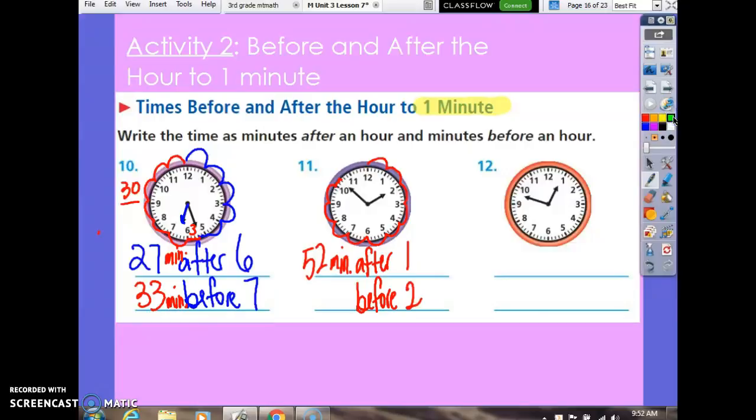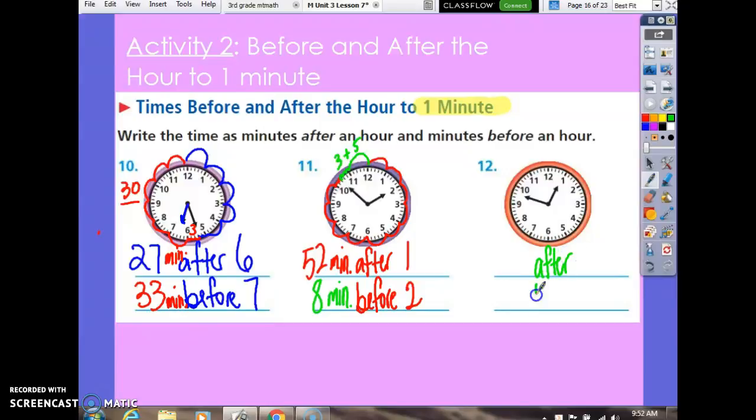So how many minutes before 2? Well, I can start right here and go 1, 2, 3, plus 5, because that's 5 minutes. So 3 plus 5 is going to be 8 minutes. And again, 8 plus 52 is going to be 60. Okay, let's try number 12.